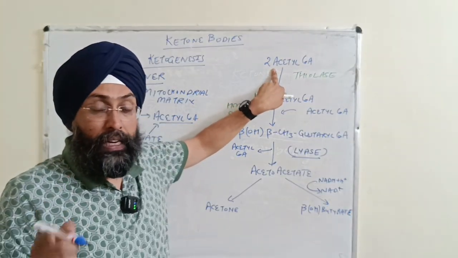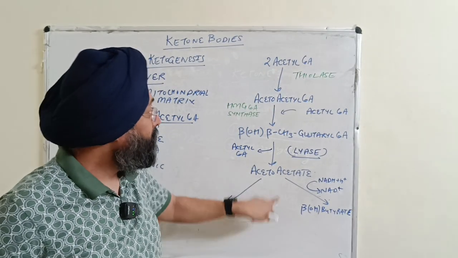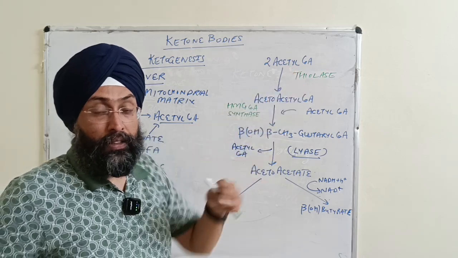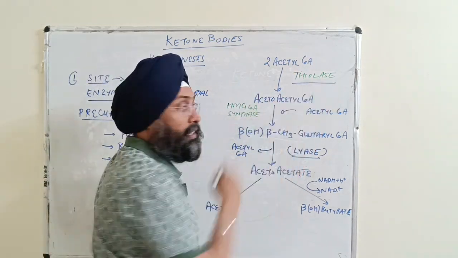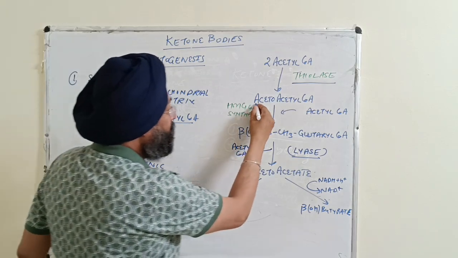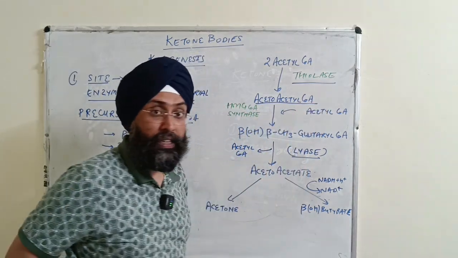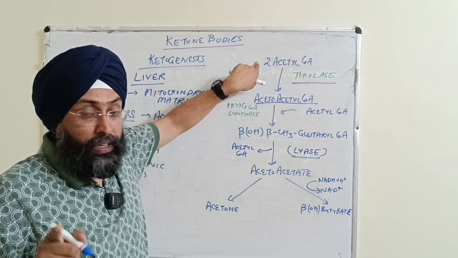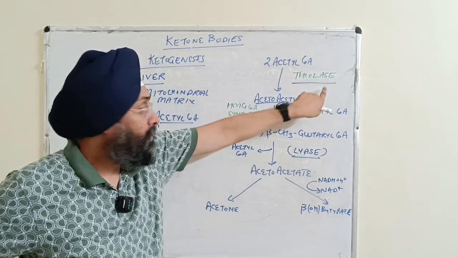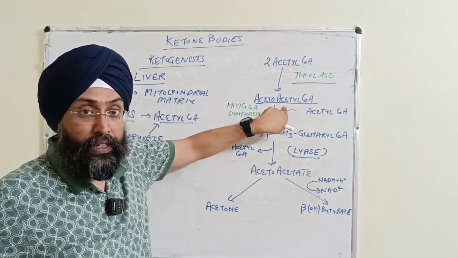First of all, the building molecule from which the ketone bodies can be synthesized is acetyl CoA. Two molecules of acetyl CoA will combine in the presence of the enzyme thiolase, and we'll get acetoacetyl CoA. This is the first step.